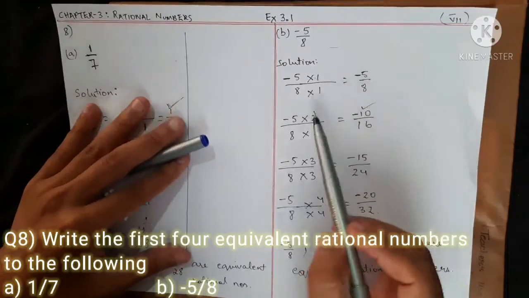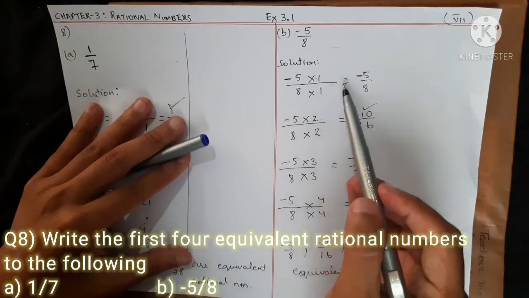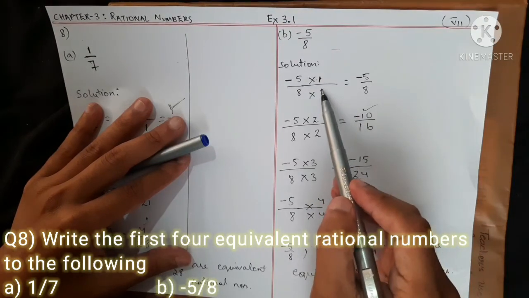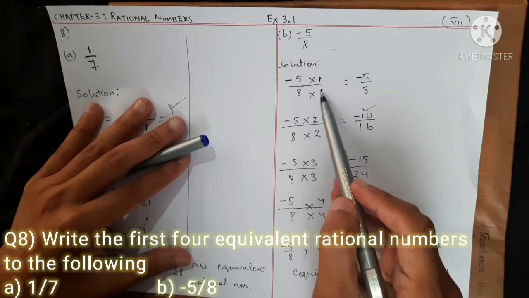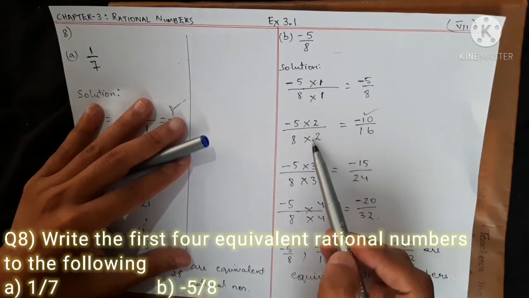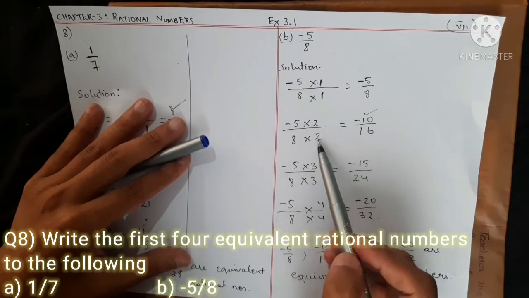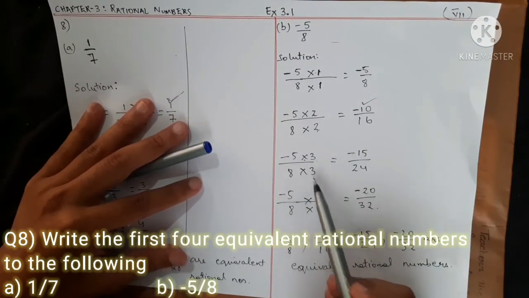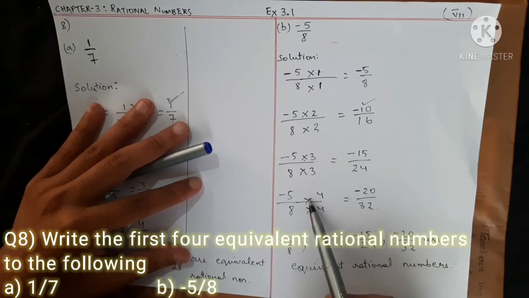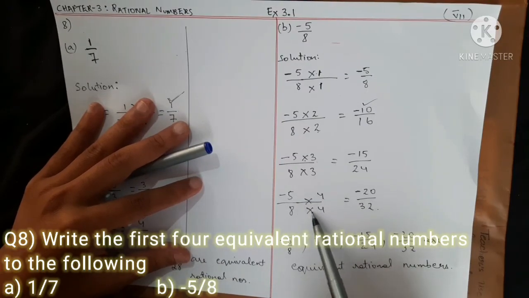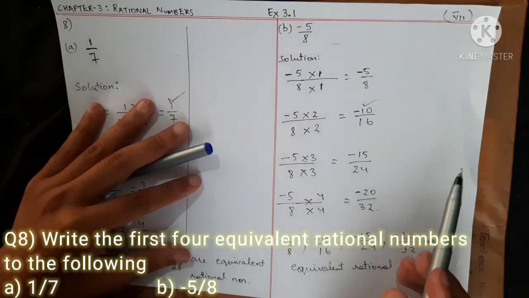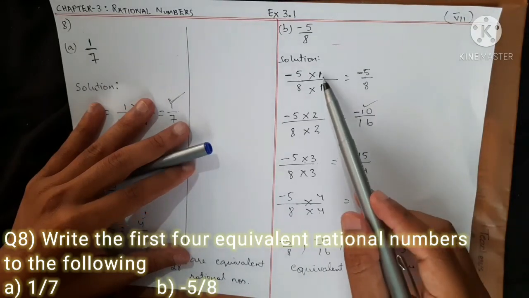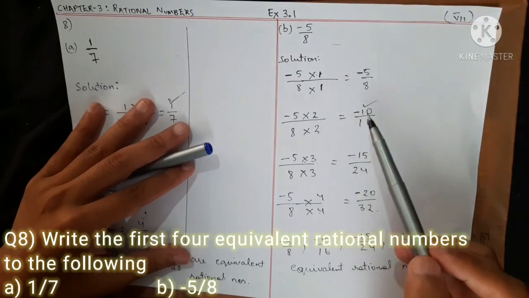So here we can see that to have equivalent rational numbers, we multiply by a number such that when we multiply that number in the numerator, we multiply that same number in the denominator also. Here I multiplied with 2, and in the denominator also with 2. Here with 3, and in the denominator also with 3. Same here, the numerator with 4 and the denominator also with 4. So remember, to have equivalent rational numbers, we multiply with the same number both in the numerator and in the denominator.